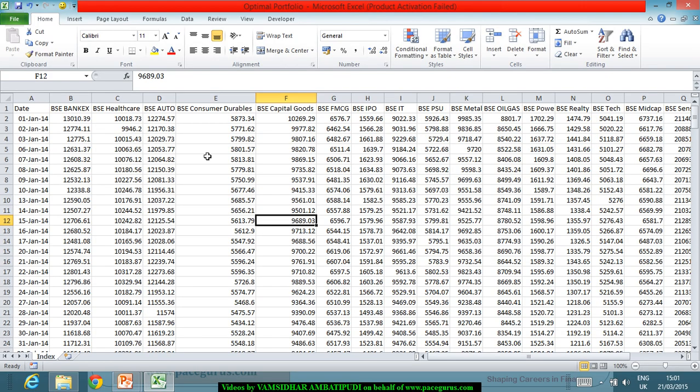Let's say I'm looking at the different indices which are there on the Bombay Stock Exchange. The banking index, for the last 1 year, I'm looking at how these values have changed. The banking, the healthcare, the auto, the consumer durables, capital goods, fast moving consumer goods, IPOs, IT, PSUs, public sector, metal, oil and gas, power, realty sector, and technology stocks.